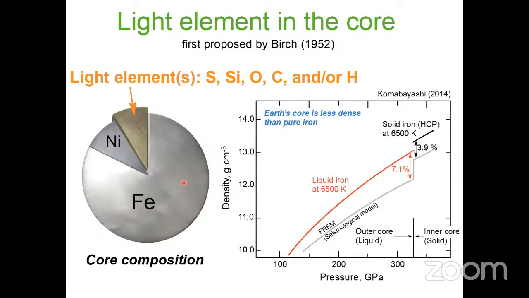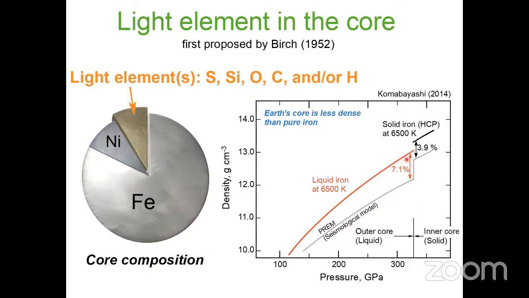Okay, this diagram is the starting diagram for the discussion. This is the density versus pressure diagram. The outer core spans 135 gigapascals to 330 gigapascals (GPa), and beyond that pressure is solid inner core. This gray curve is the seismologically constrained density profile. This is PREM. So this is one-dimensional averaged value. So you can assume this is the observation. This is the observed Earth's core density.